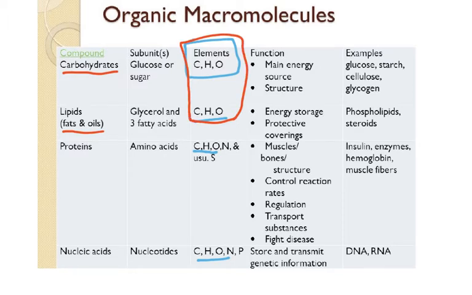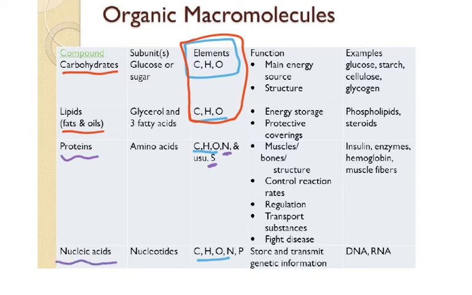But with proteins, we have a little problem. Proteins have nitrogen and sometimes sulfur. In some amino acids, actually, you have sulfur. So there is nitrogen and there is sulfur in proteins. But sulfur is very little, and mainly it's nitrogen.